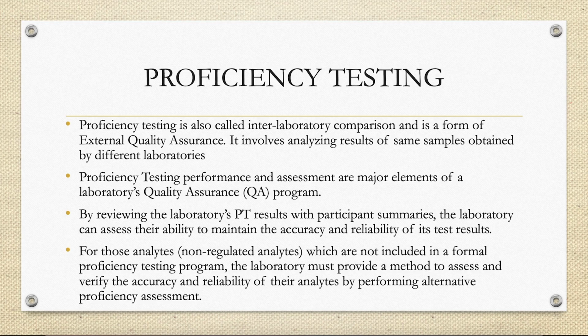The first mandatory test component is proficiency testing. Proficiency testing is also called interlaboratory comparison and is a form of external quality assurance. It involves analyzing results of same samples obtained by different laboratories. Proficiency testing performance and assessment are major elements of a laboratory's quality assurance (QA) program. By reviewing the laboratory's PT results with participant summaries, the laboratory can assess their ability to maintain the accuracy and reliability of its test results.